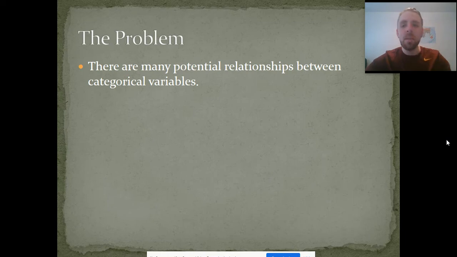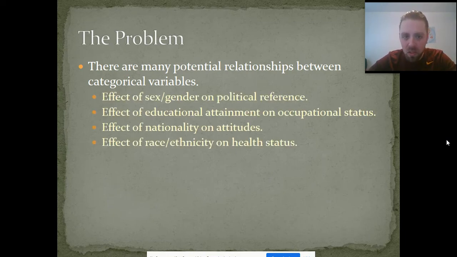First of all, there are a lot of potential relationships that could be found between many categorical variables. For example, we might believe that there is an effect of sex/gender on political affiliation, that your sex affects what political party you support and vote for. One might also hypothesize that there is an effect of educational attainment on occupational status.